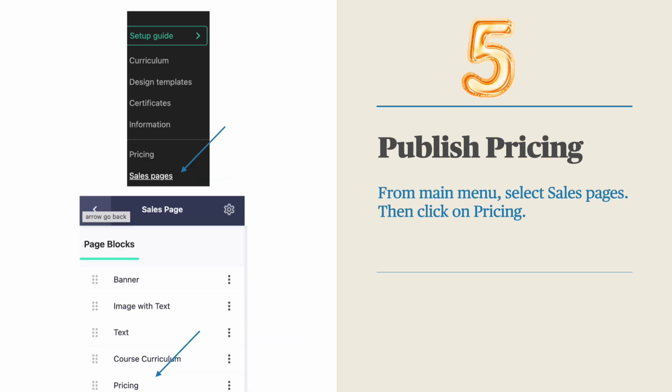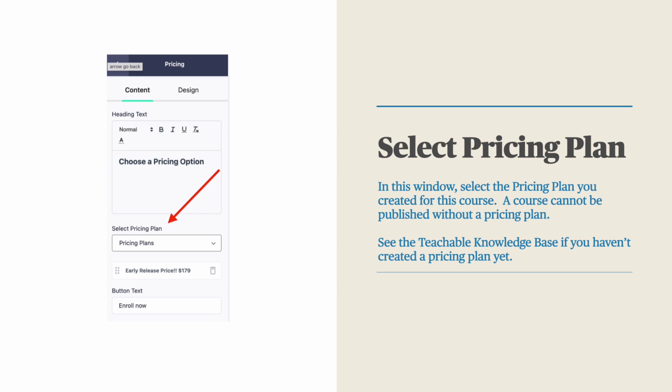As I stated before, there are a lot of elements to publishing a course. It's possible that you have not published your pricing yet. From the main menu, you want to select Sales Pages. Then in the menu, you want to select Pricing. This will bring you to a menu where you can select your pricing plan that you've already established for this course. If you haven't yet established one, please refer to the knowledge base in the Teachable website. Once you've selected the pricing plan, this should be the final step.